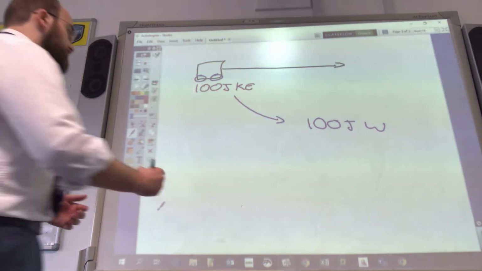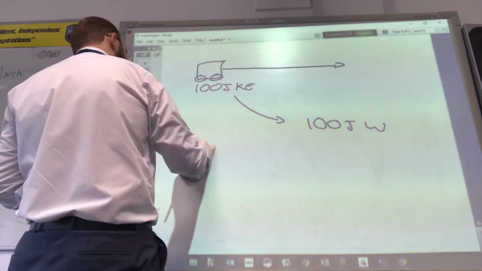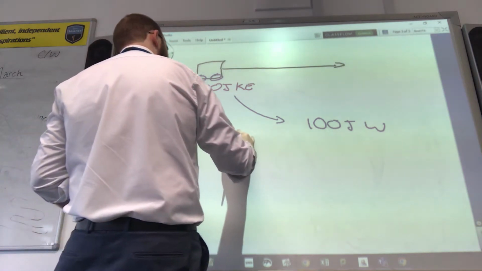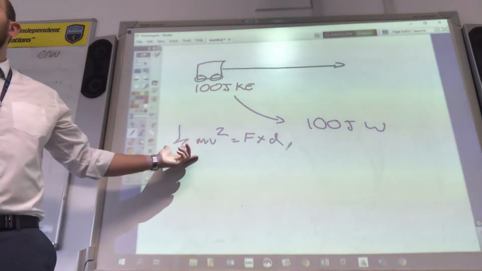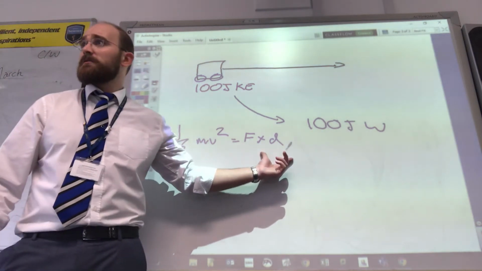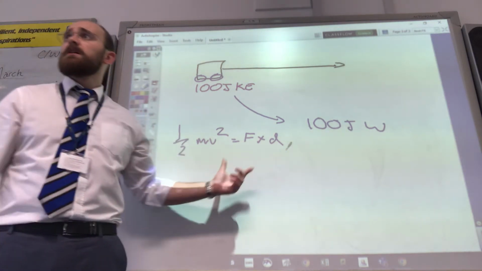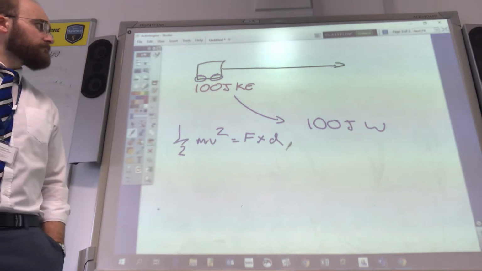So you could join up the 2 equations for an object that was moving with particular kinetic energy and then finished. What's the force, or what's the distance with this amount of force? You can join up those 2 equations.